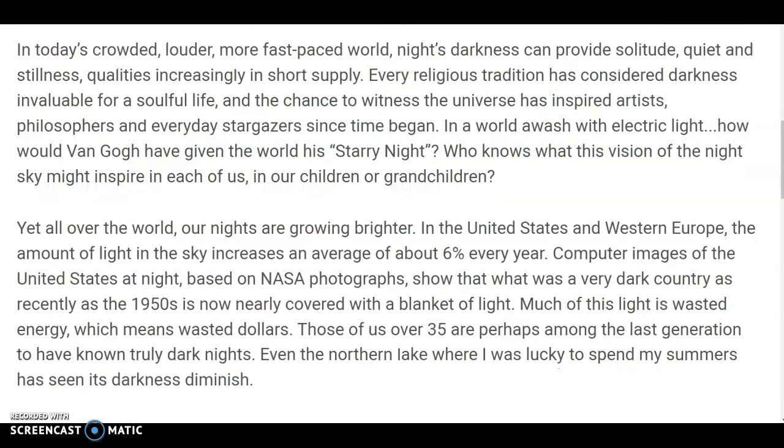Okay, let's look at this topic sentence really quickly. "In today's crowded, louder, more fast-paced world, night's darkness can provide solitude, quiet, and stillness, qualities increasingly in short supply." So one more time, this is an example of parallelism. Okay, that's parallelism because he has 3 adjectives here and 3 here.